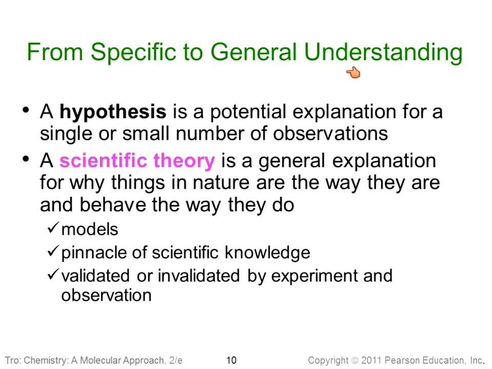So we go from specific to general understanding. A hypothesis is a potential explanation for a single or a small number of observations. A scientific theory is a general explanation of why things behave in nature the way they do.